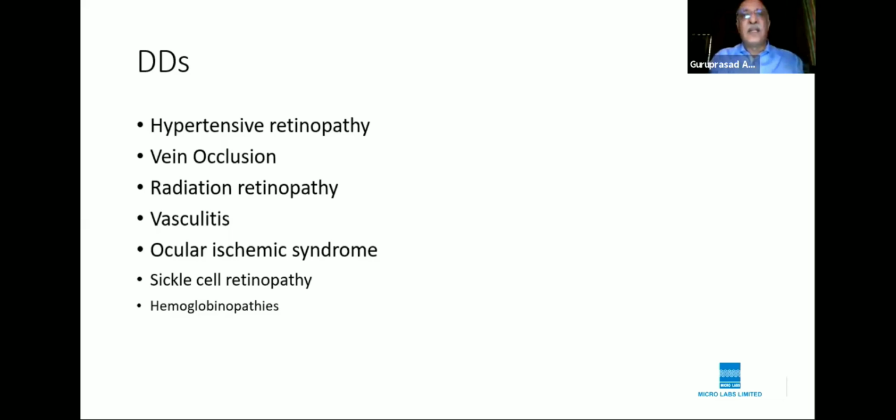The DDs, the question that will arise in the exam would be, what are the differential diagnoses? Once you make a provisional diagnosis, they will ask, what is the differential diagnosis for this patient? So hypertensive retinopathy. In hypertensive retinopathy, the predominant findings will be flame-shaped hemorrhages, AV crossing changes, cotton wool spots. And one thing about the cotton wool spots in diabetic retinopathy and hypertensive retinopathy in terms of how they differ is that in hypertensive retinopathy, they are smaller, they are whiter, and they are around the disc. So it's important to look at the characteristics of the cotton wool spots and try to differentiate those of hypertensive retinopathy from those of diabetic retinopathy.